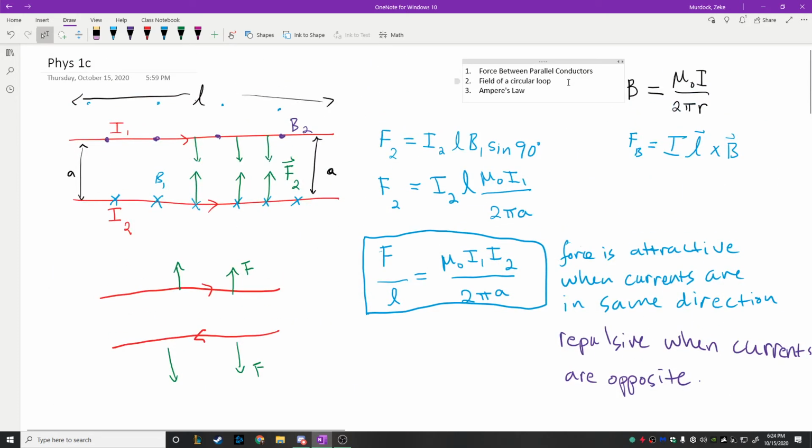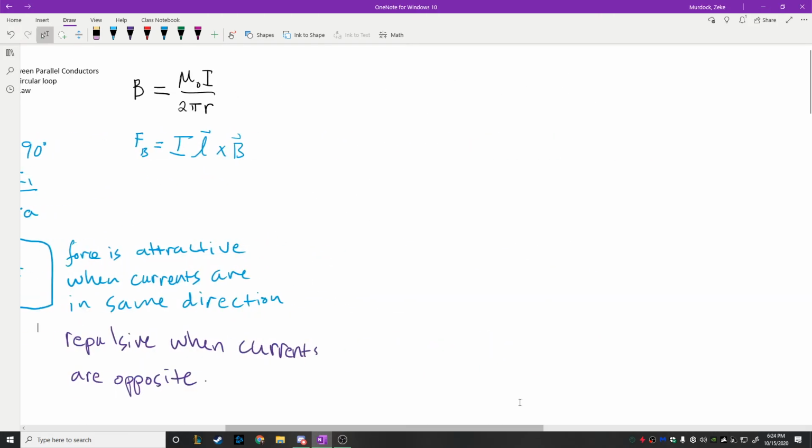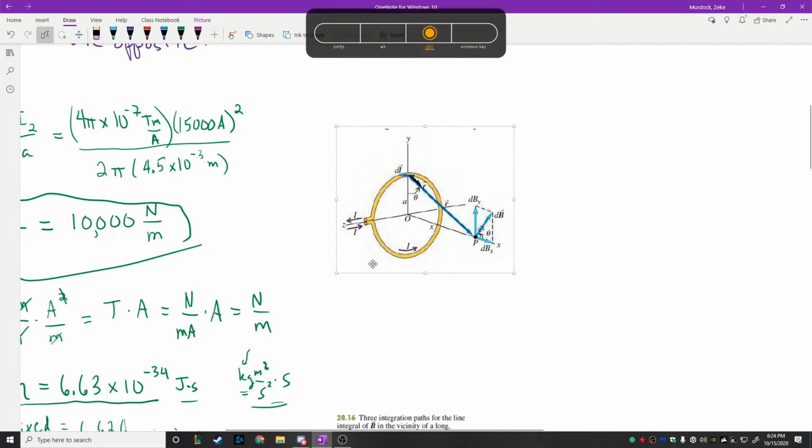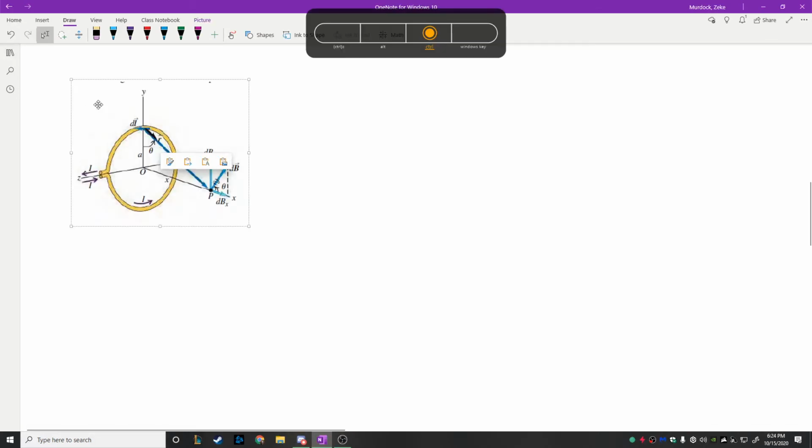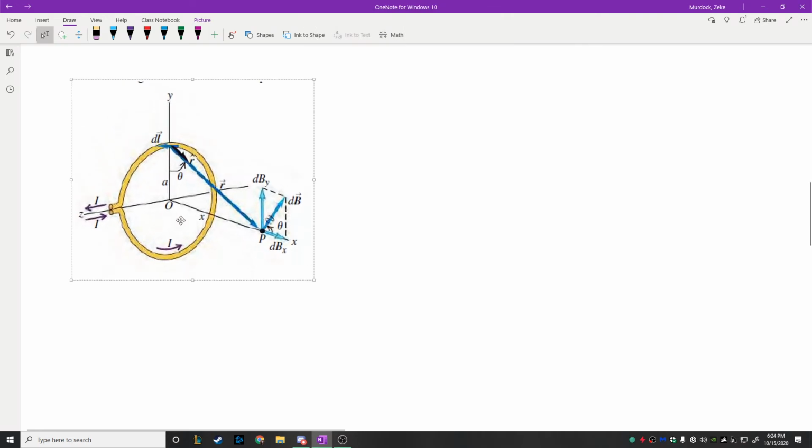All right, so let's talk about the field of a circular loop. And for this, we're going to use this picture here. It's kind of a good thing we can use this picture because every year when I try to draw this on the board, it's very, very challenging. Usually just use a prop.